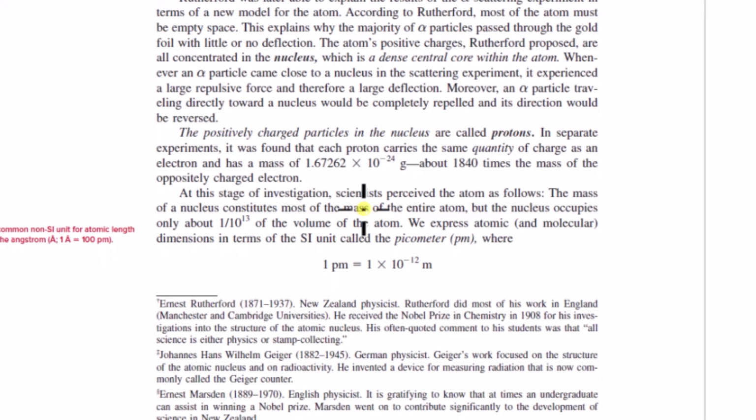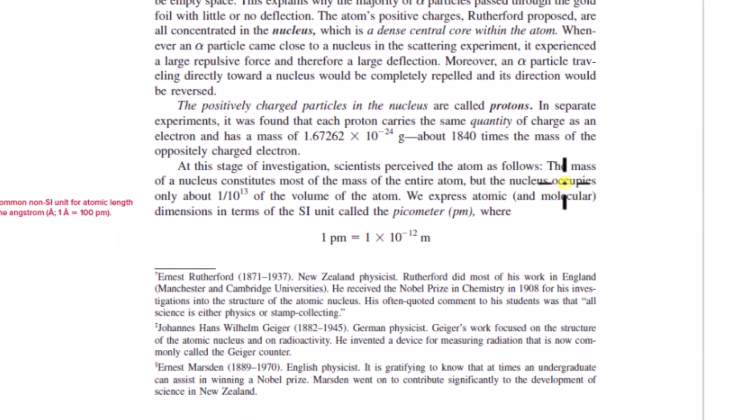At this stage of investigation, scientists perceived the atom as follows. The mass of a nucleus constitutes most of the mass of the entire atom, but the nucleus occupies only about 1 over 10 to the 13th of the volume of the atom. That's insane. We express atomic and molecular dimensions in terms of picometers, and a picometer is 10 to the minus 12. So this is even a bit smaller than a picometer, which is, again, just incomprehensible, a fraction this small. To say that all of the mass of the atom is contained within this 1 over 10 to the 13th of the volume is just incomprehensible.